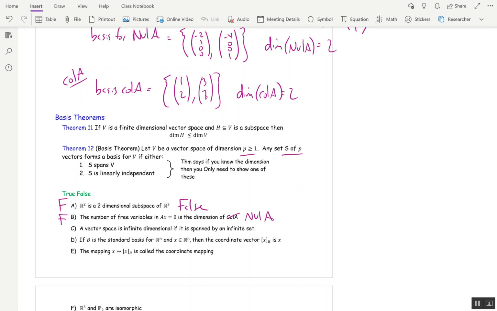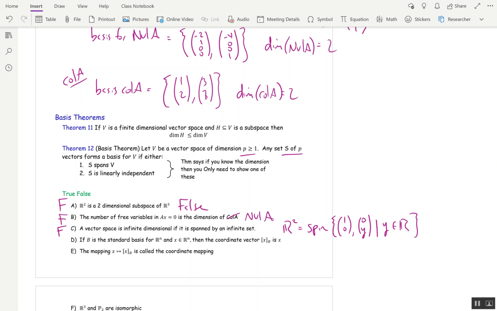A vector space is infinite dimensional if it is spanned by an infinite set. This one's tricky. I'm guessing that some of you probably wrote true. It's actually false, and I'll give you an example. R2, which has dimension 2, is spanned by the vectors 1, 0, and 0, y, where y is any number in R. Now that's an infinite set, and yet that doesn't mean R2 is infinite dimensional. R2 has dimension 2.